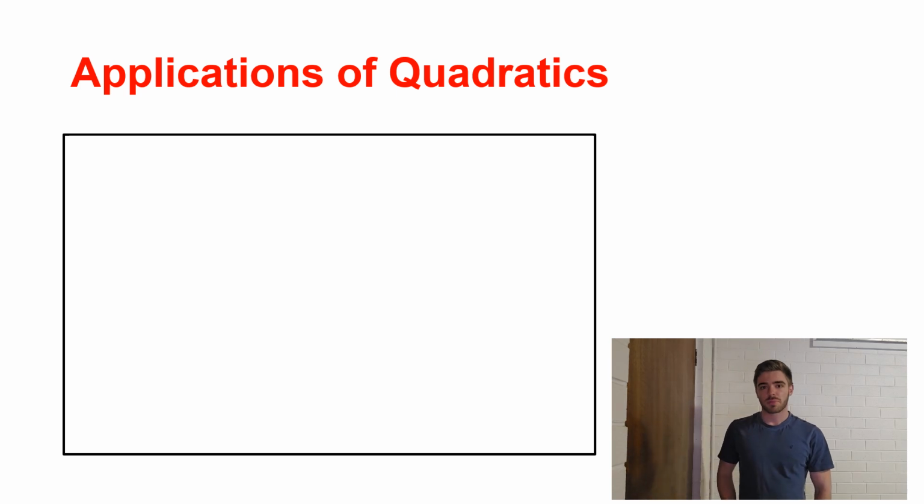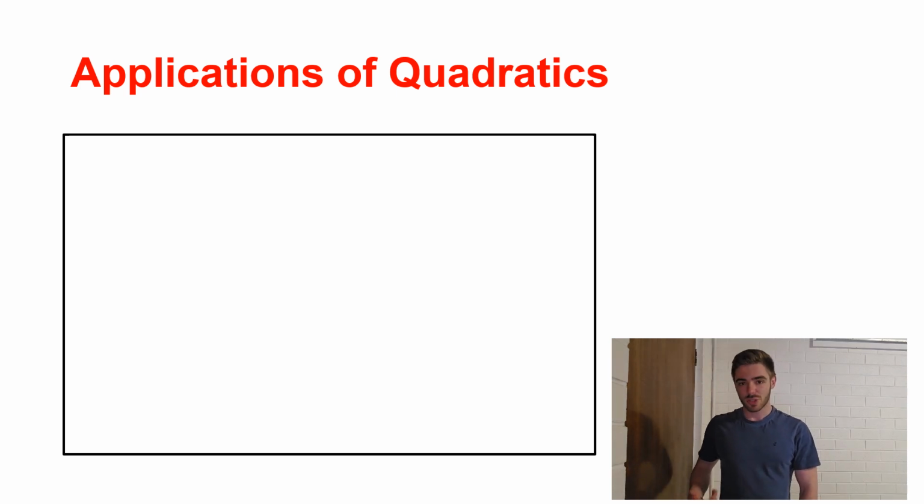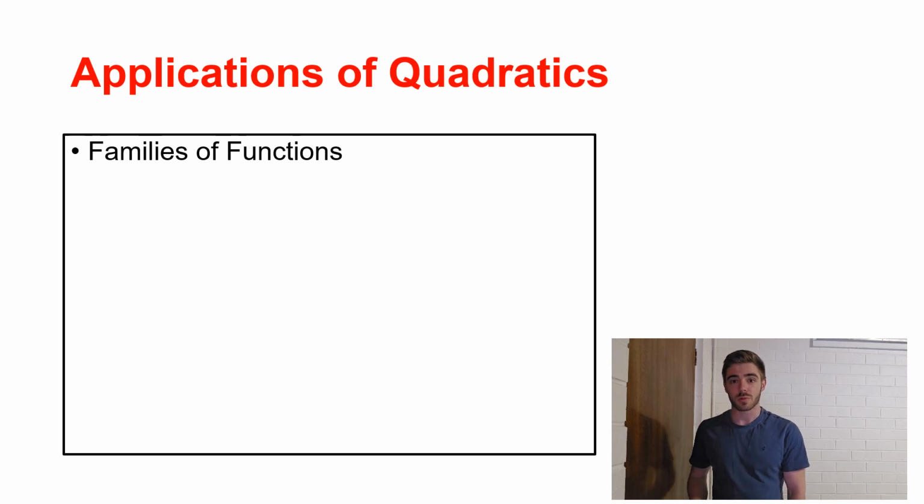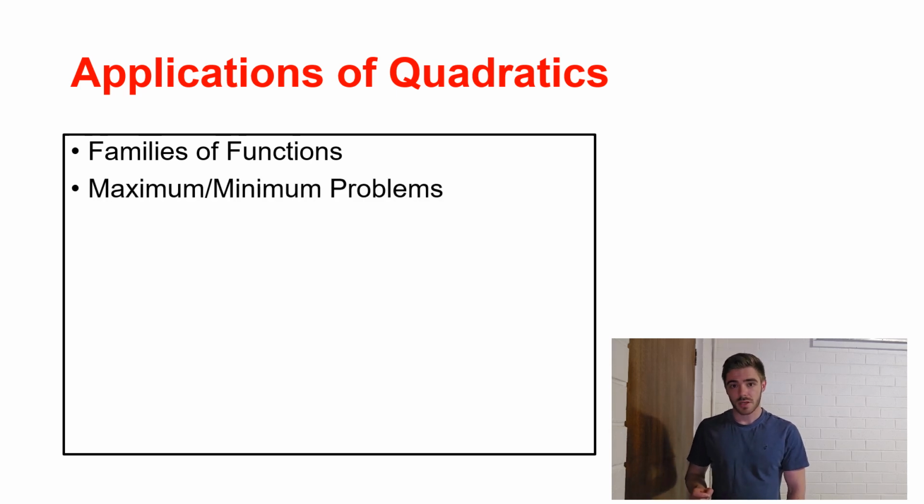In this video, we're going to apply our knowledge of quadratics to some of the more complicated extended response style questions. The first type of question are the families of functions style questions, where you're given a bunch of information and you have to solve the unknown coefficients of a quadratic. The second kind of question is where you're trying to solve the maximum or minimum of a certain quantity, usually area. And by the end of this video, you'll know how to approach both of these types of questions.